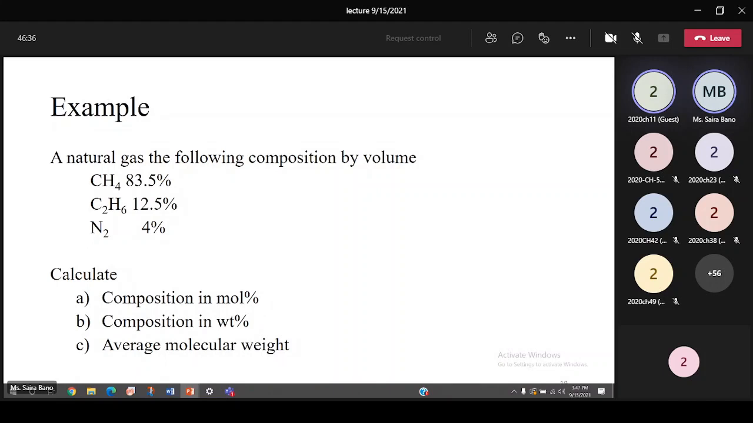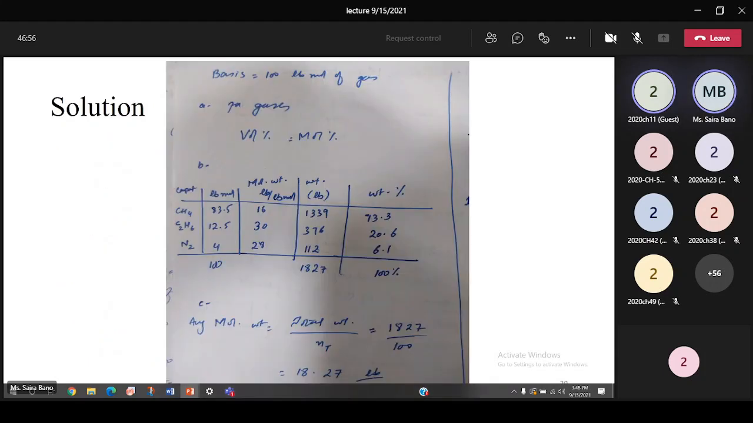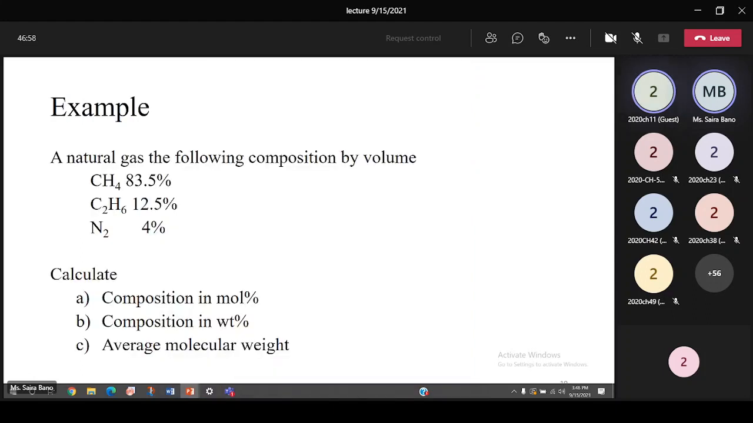Ma'am, weight percentage of methane is equals to 73.3%. Yes. C2H6, okay. If your one percentage is correct, that means the rest are also correct. Ethane must be 20.6. Ma'am, 20.05. That's okay. And then nitrogen. This is the solution. Okay, I'll share the solution later. Average molar mass रह गया. Did you find out? 18.2. Yes. Okay, so this is the solution.